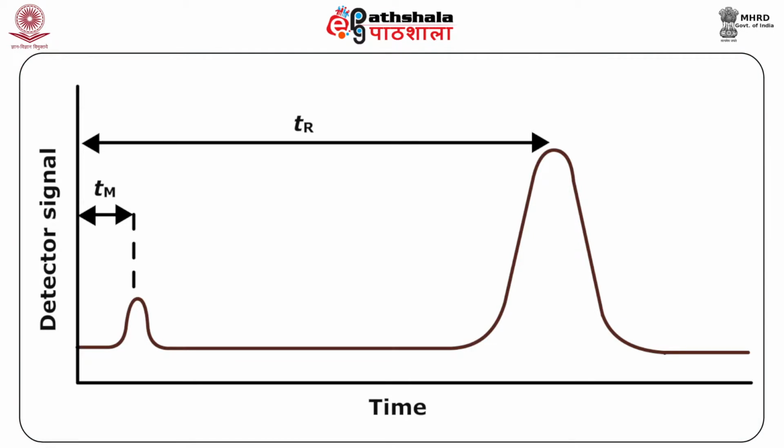A chromatogram is a graph showing the detector response plotted against elution time. Such a plot is useful for carrying out both qualitative and quantitative analysis. The positions of the peaks on the time axis are used for qualitative analysis, whereas the peak areas reveal the quantitative aspect of the components.